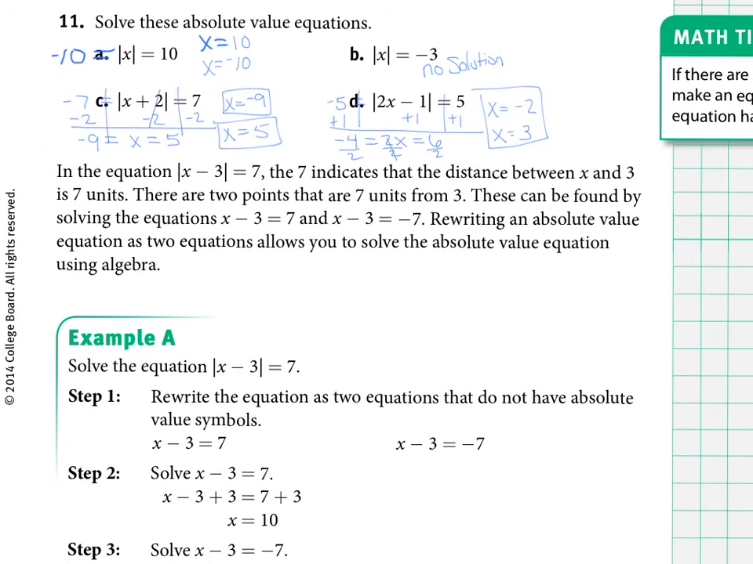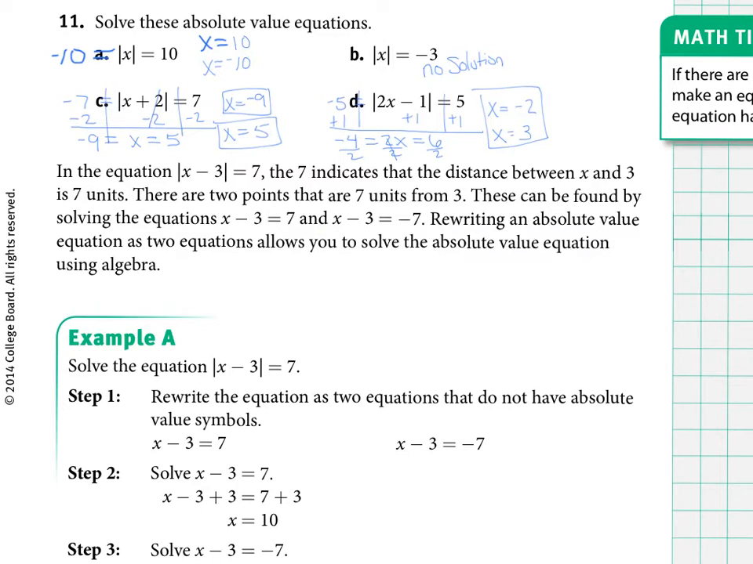It says here in the equation absolute value of x minus 3 is equal to 7. The 7 indicates the distance between x and 3 is 7 units. So there are always 2 points that are 7 units from 3, and that's why you see here they do a positive 7 and then a negative 7. Okay.